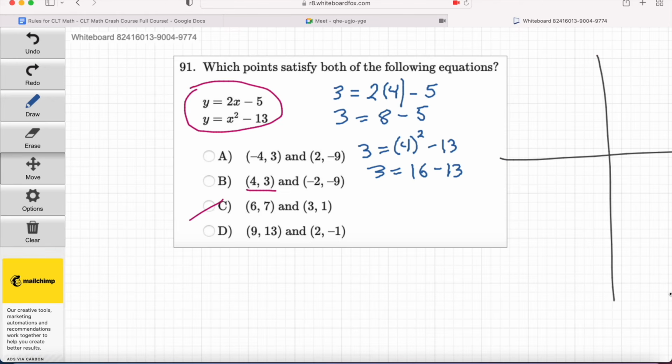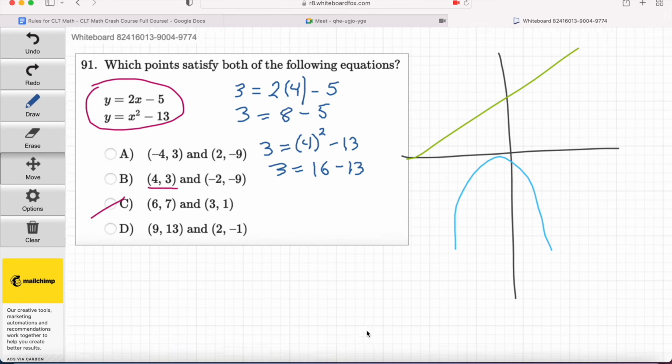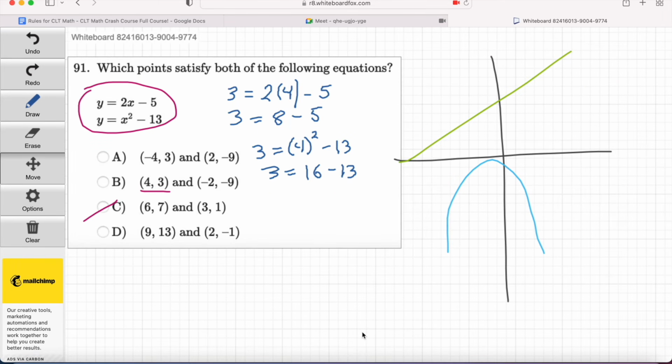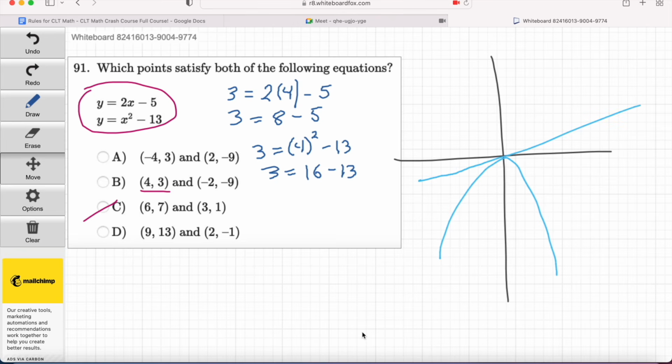It's possible here we've got a parabola and a line, and there could be no solution. They don't intersect, right? And it's possible they could intersect in one place, if it's a tangent line or something like that. There could be one solution. But I don't think there's any way to have more than 2 solutions.